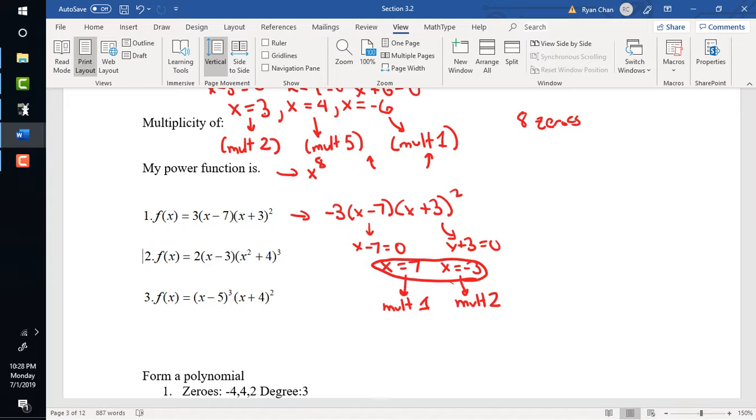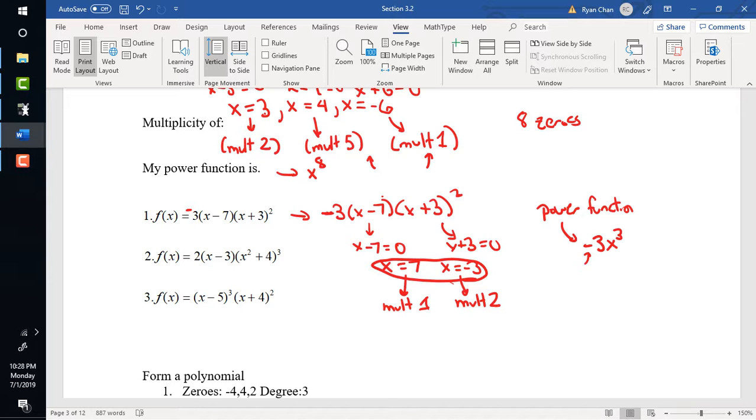Okay? Yeah, and I decided to put a negative because what will my power function be? My power function will be negative 3x to the third because I have 2 plus 1 is 3. I don't need to worry about the 3 out in front, but I do need to focus on the negative.